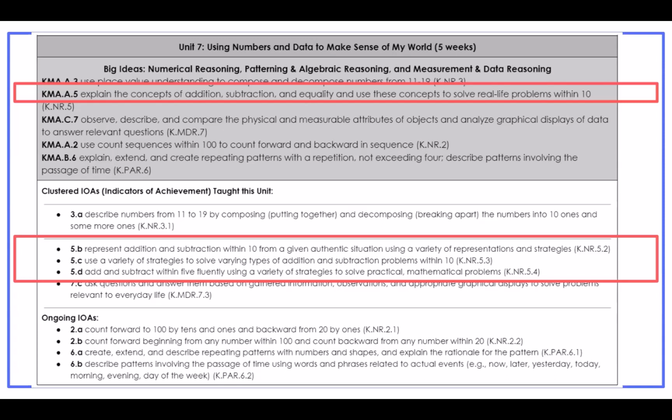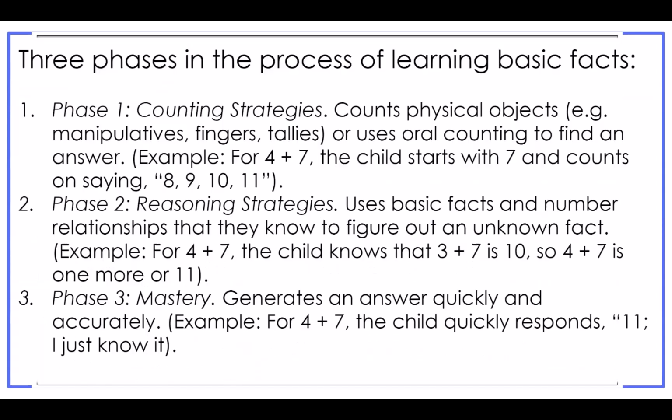To achieve fluency, students should be able to choose flexibly among methods and strategies to solve mathematical problems accurately and efficiently. Fluency does not lend itself to time tests or speed. Exposure to equations is expected, but mastery of equations is not required. The 3 phases in the process of learning basic facts include counting strategies, reasoning strategies, and phase 3 of mastery.